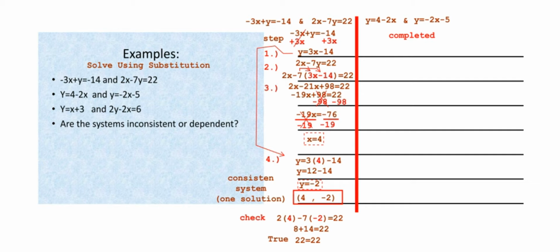Not sure why. In this case, be aware, if both of them are y, if y equals 4 minus 2x and y equals negative 2x minus 5, why don't we just say both of them are equal? So in other words, 4 minus 2x is equal to negative 2x minus 5, because they're both y technically. So be aware of that. Don't make it too complex. Just say they're both equal then.